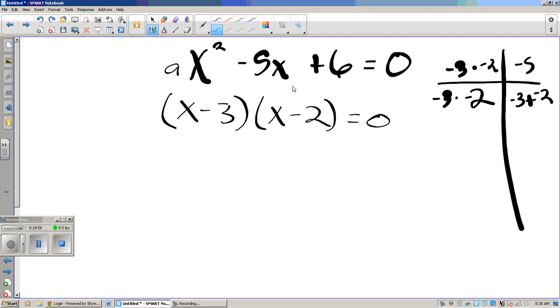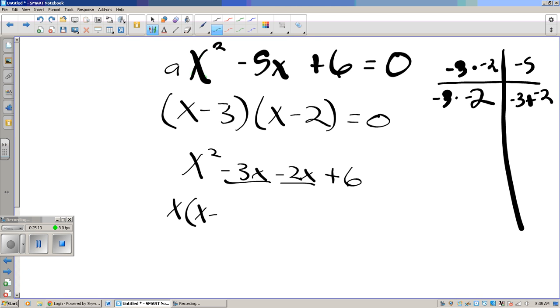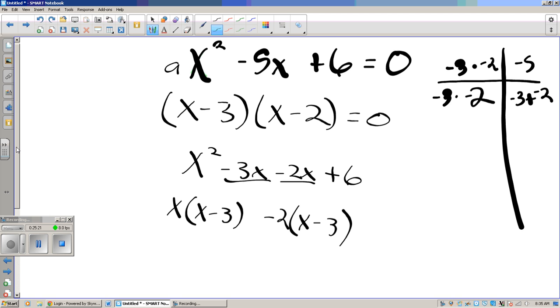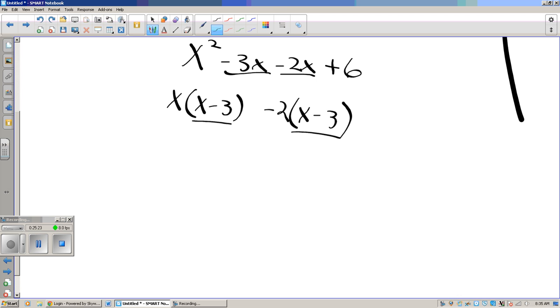Just to show you, if I did x squared minus 3x minus 2x plus 6, so if I split my middle term, in common I've got an x, so I've got x minus 3, and then in common here I've got negative 2, which gives me x minus 3. Now that I have my split middle term, x minus 2 times x minus 3. It's just an extra step that you don't have to do. Okay.